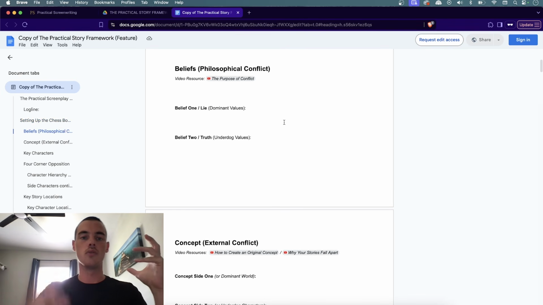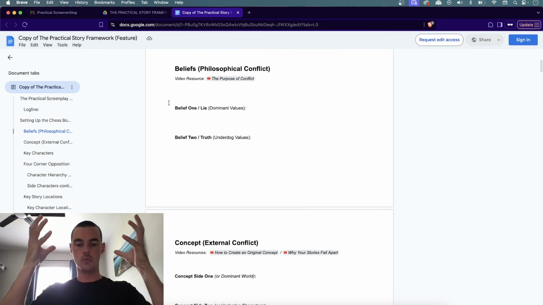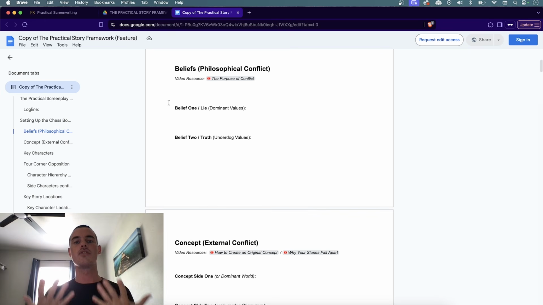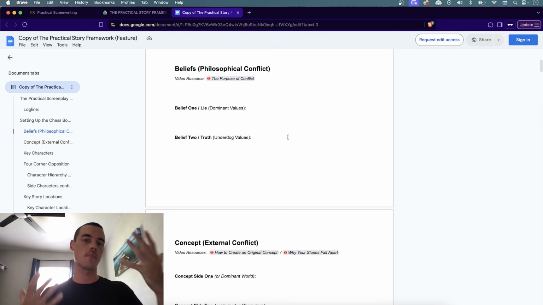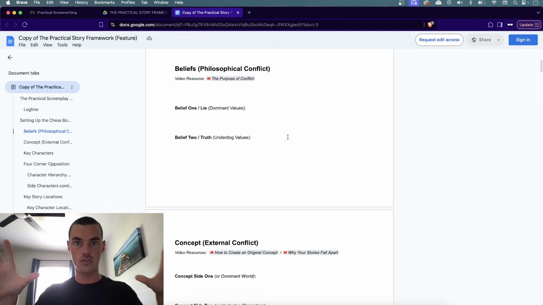First and foremost, the first thing I have here is the philosophical conflict. Your story will distill down into essentially 2 sides, right? Belief 1, belief 2. You can also call this the lie versus the truth, or the dominant values versus the underdog values. These kind of become the 2 sides of the conflict, and different characters have their specific points of views within this larger idea, but it is essentially a yin-yang, right? Black, white, just like a chessboard would have one team versus the other team.